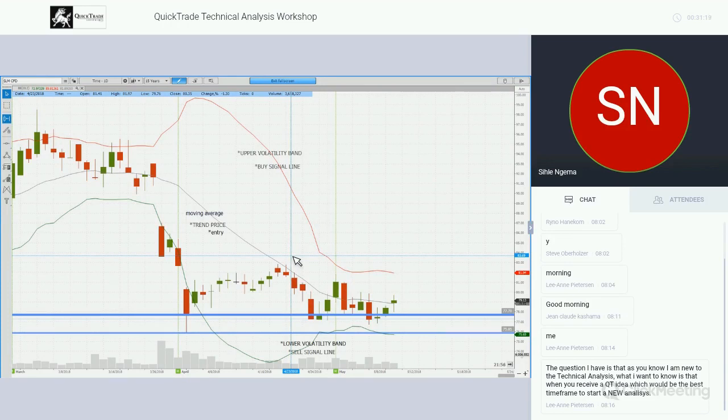But if I do want to go short, I have to wait first for the share price to go to the moving average. When it gets to the moving average, then I know that I need to be selling the share at that particular area there.